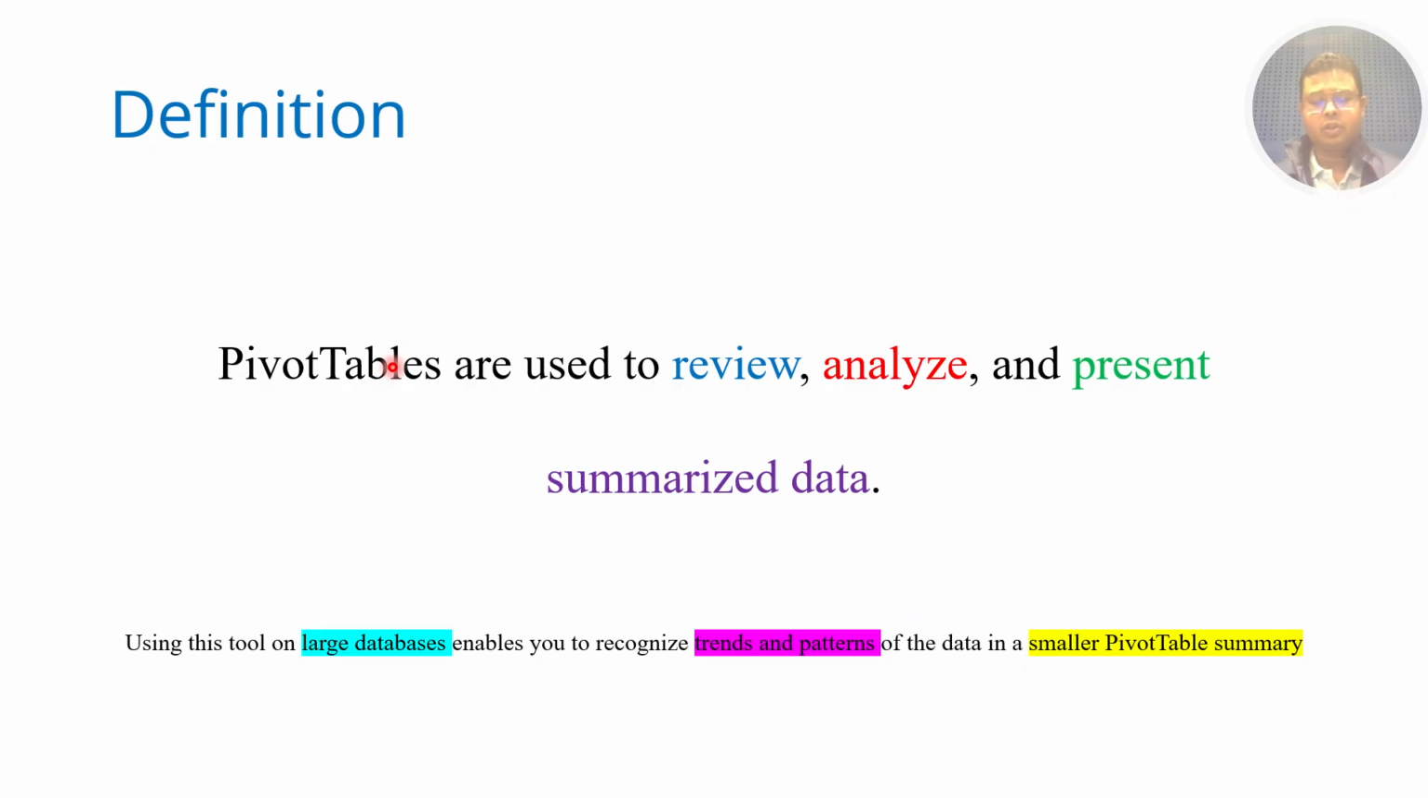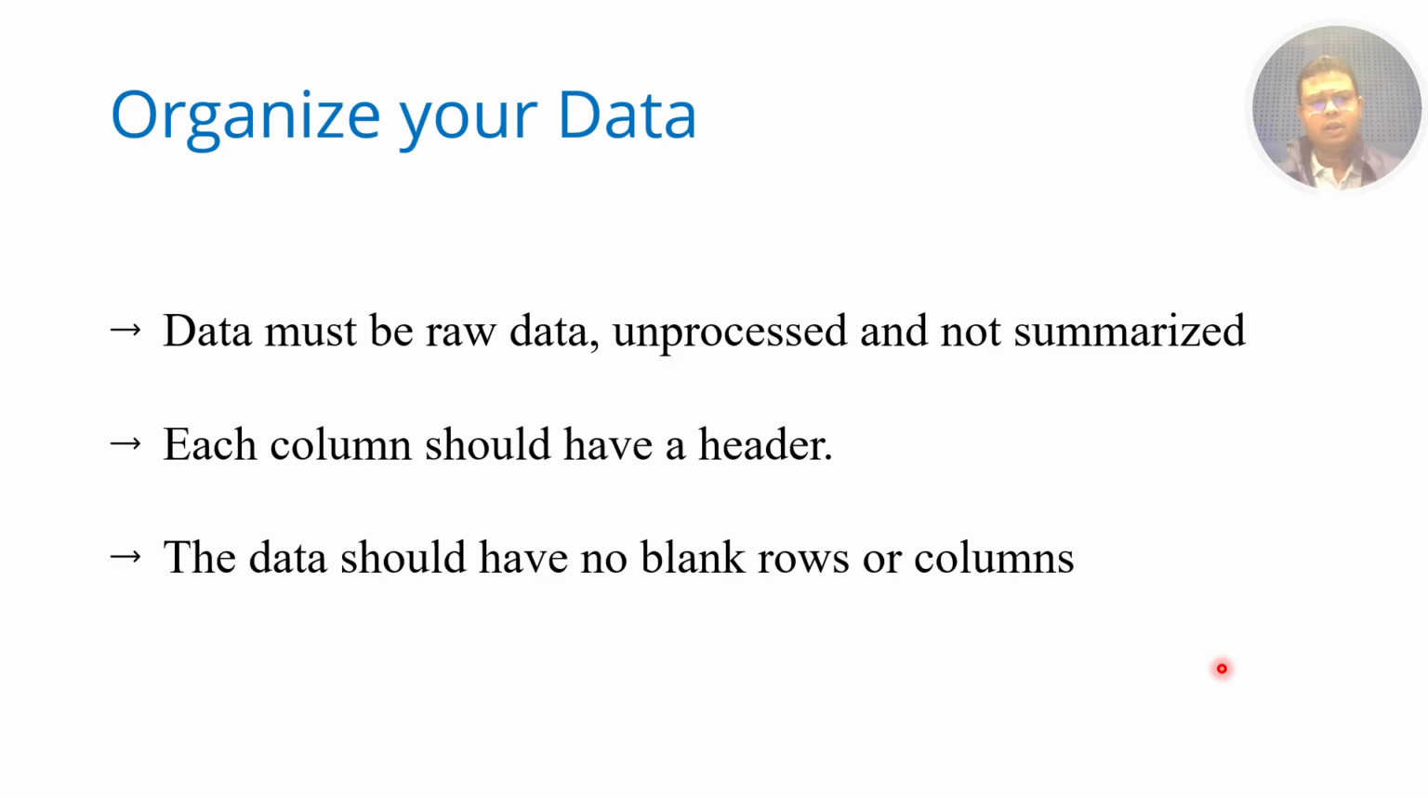Next, the definition. What is the pivot table? Pivot tables are used to review, analyze, and present summarized data. Using this tool on a large database enables you to recognize trends and patterns of the data in a smaller pivot table summary. So if you have a very large data set, you can investigate information using the pivot table, from data to information. So this is the definition.